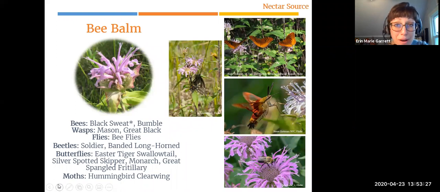These are some of my favorite pollinators. If you haven't experienced one of them flying around you, it sounds just like a hummingbird. They're really, really fantastic pollinators to have.